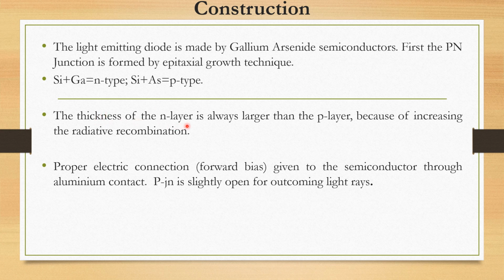The thickness of the N layer is always larger than the P layer, to increase the radiative recombination. Proper electrical connection, forward biasing, is given to the semiconductor through the aluminum contact. That is, P-type is connected to the positive of the battery and N-type is connected to the negative of the battery. The PN junction is slightly open for outcoming light rays.